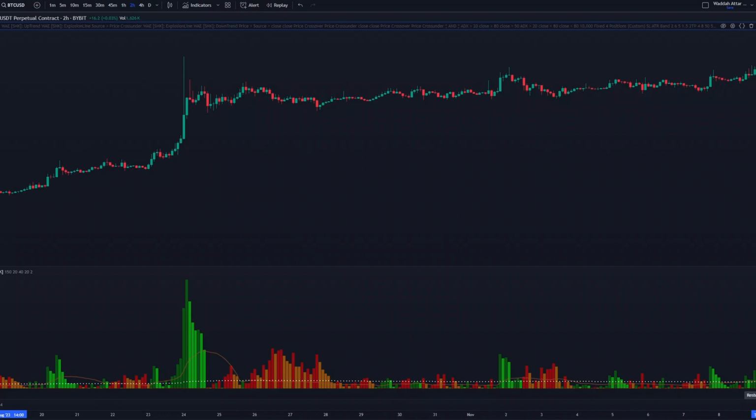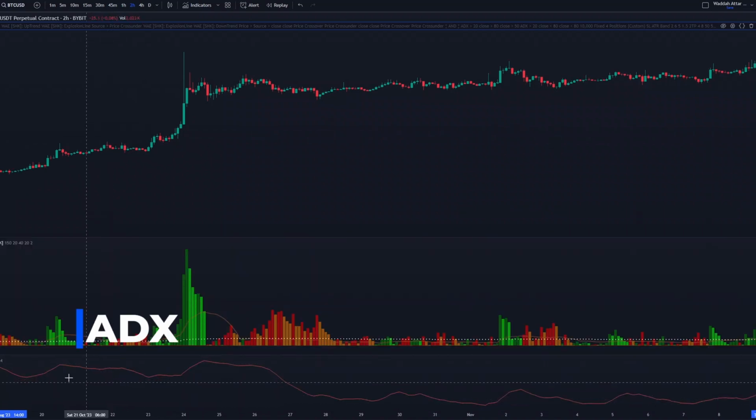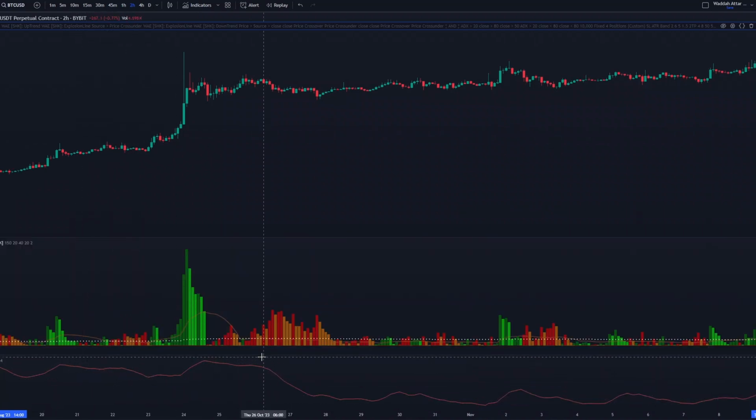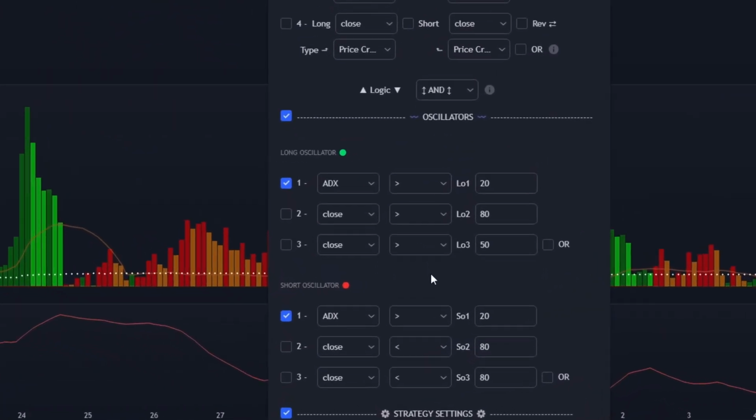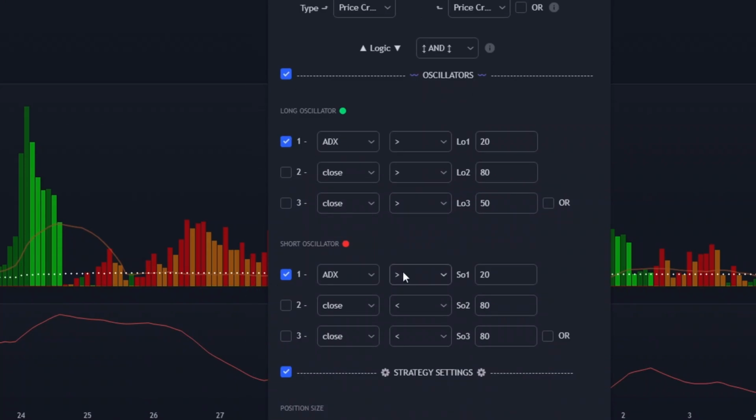In order to avoid some false signals, we add the ADX onto the chart, which is another volatility filter, and we will use it as a confirmation. We will open both long and short positions only if the ADX is above the 20 level. We go here in the oscillator settings and we just turn on one signal for long, one signal for short. We want the ADX to be above the 20 level. And the same is for the short position.